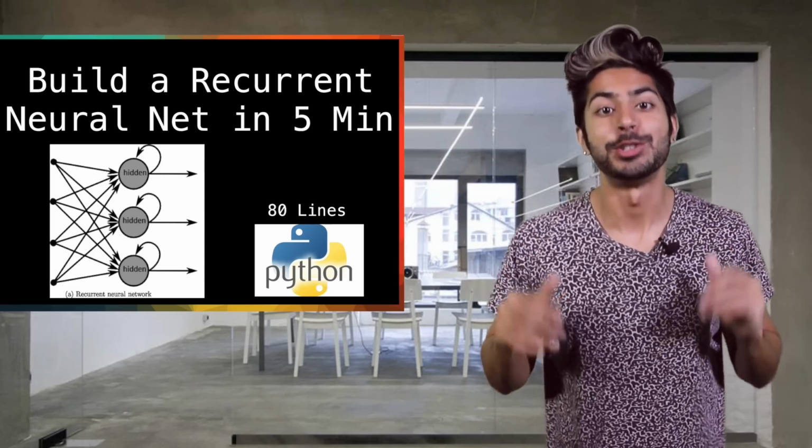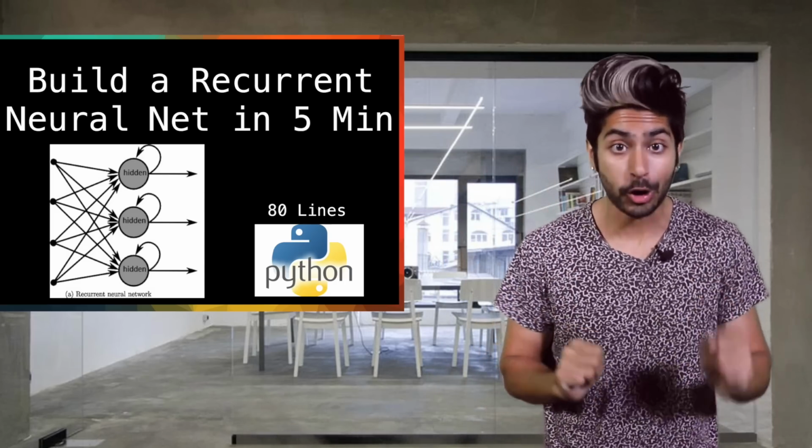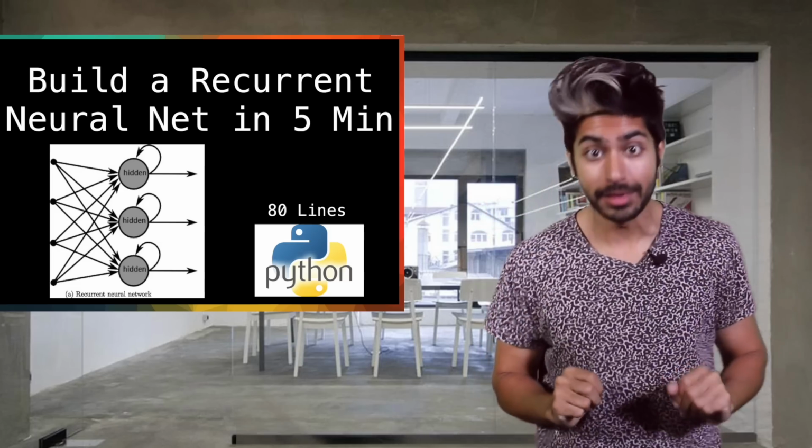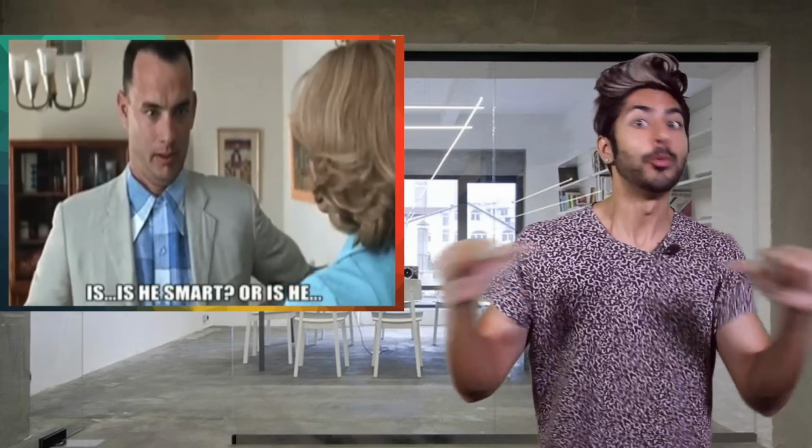Hello world, it's Siraj, and today we're going to code up a three-layer recurrent neural network that can predict the sum of two binary numbers in under 80 lines of Python. But first, I want to show you guys what a genius I am.